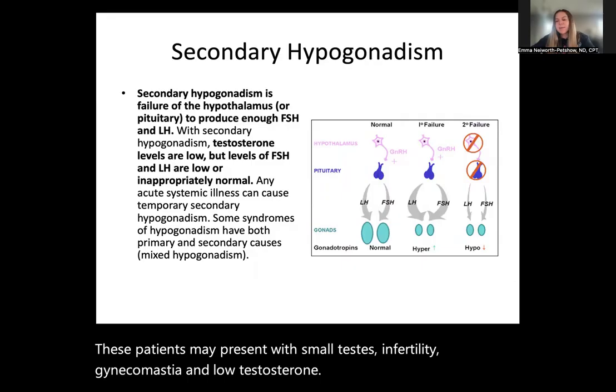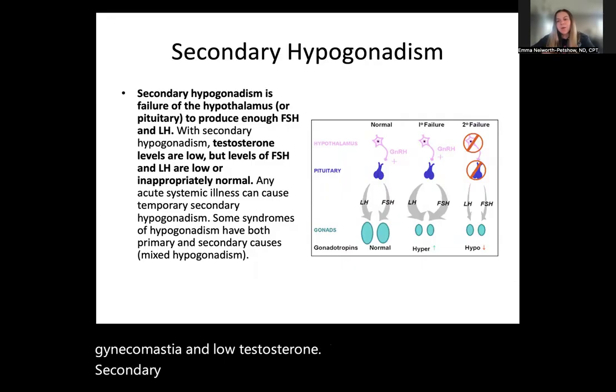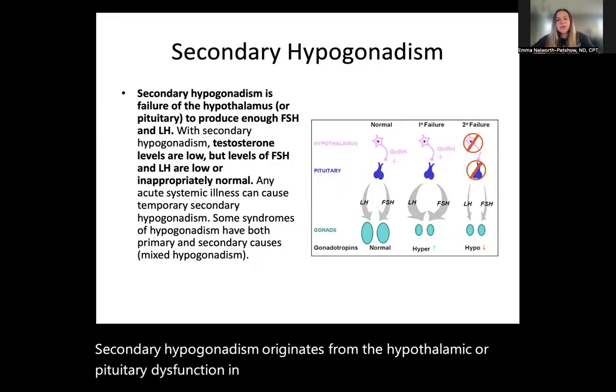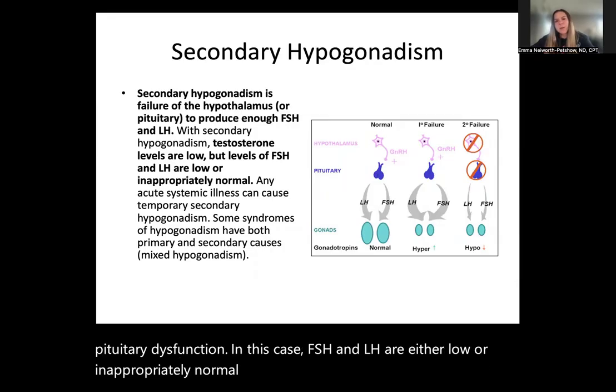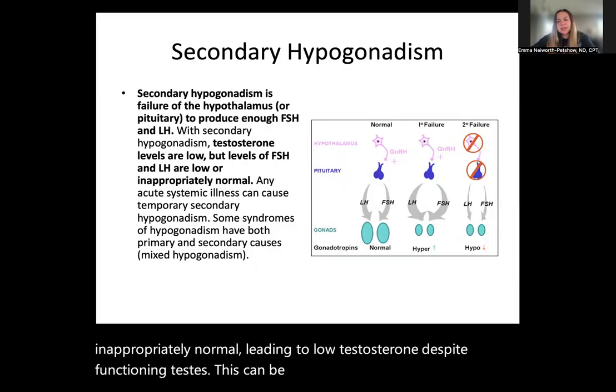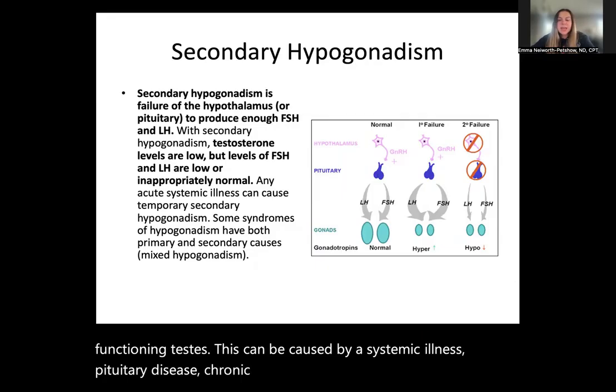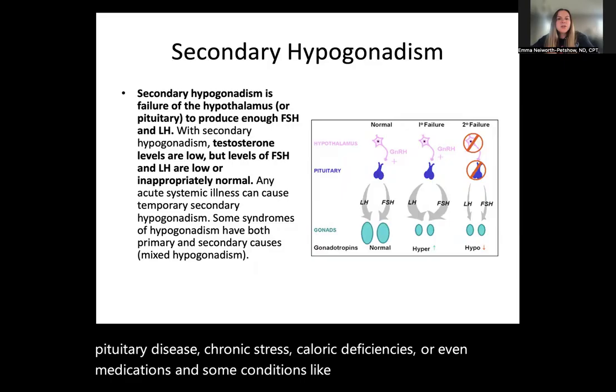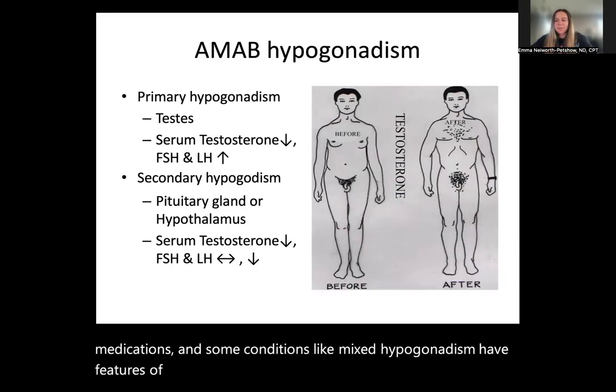Secondary hypogonadism originates from hypothalamic or pituitary dysfunction. In this case, FSH and LH are either low or inappropriately normal, leading to low testosterone despite functioning testes. This can be caused by a systemic illness, pituitary disease, chronic stress, caloric deficiencies, or even medications. And some conditions like mixed hypogonadism have features of both primary and secondary.